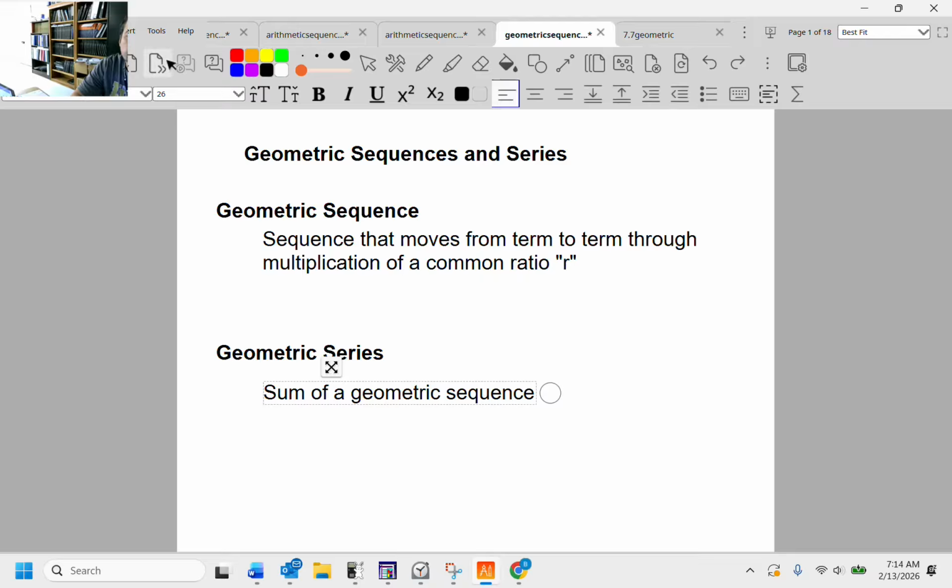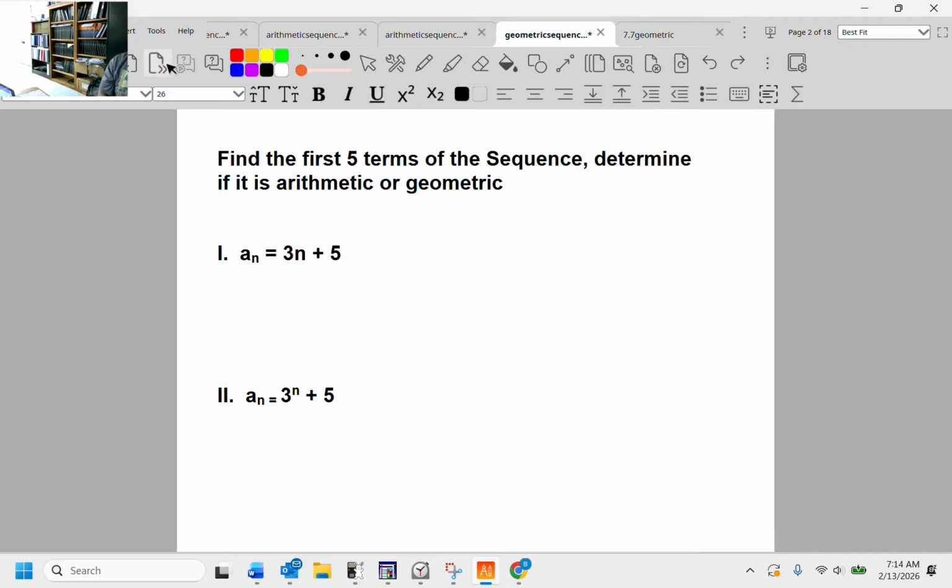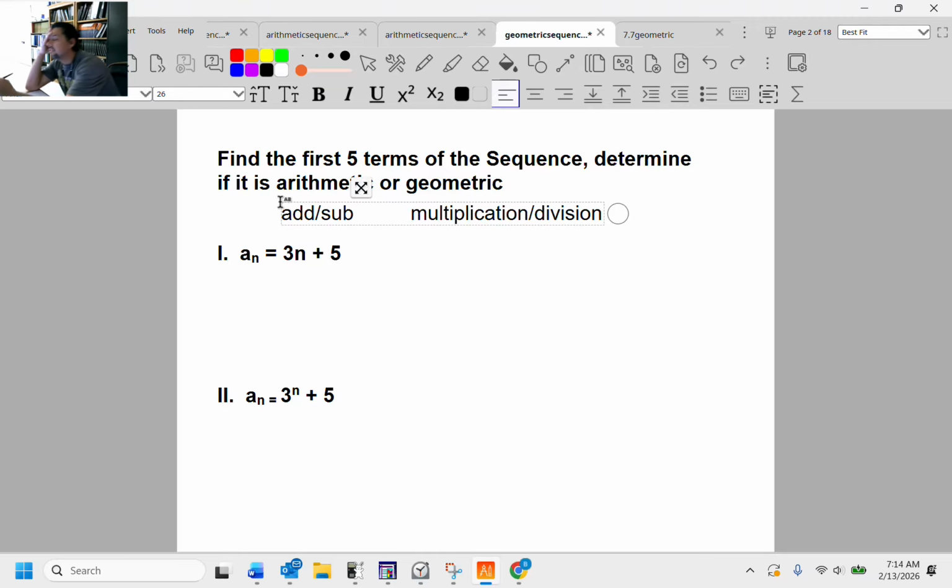Nothing more. All right, find the first 5 terms of the sequence, determine if it's arithmetic or geometric. Again, arithmetic being adding or subtracting. Geometric would be just multiplication or division, because division is multiplication. It really is. So you're supposed to find the first 5 terms.